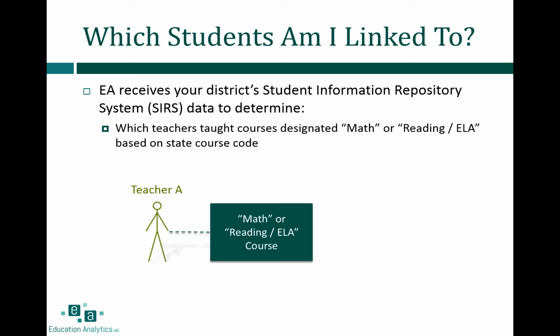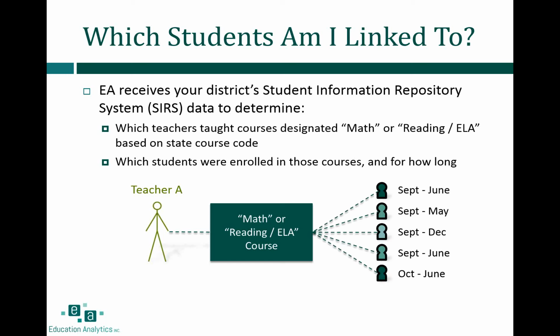So what happens is EA receives your district's Student Information Repository System, or SIRS, data, and we use that to determine which teachers taught courses designated as math or reading and ELA based on the state course code. So here we have an example of teacher A being linked to a course that might be math or reading or ELA. We also, in that SIRS data, receive a list of the students who were enrolled in those courses and for how long. So here we have a few students that were linked to that math or reading or ELA course, as well as the length of time that that student was enrolled in that course.